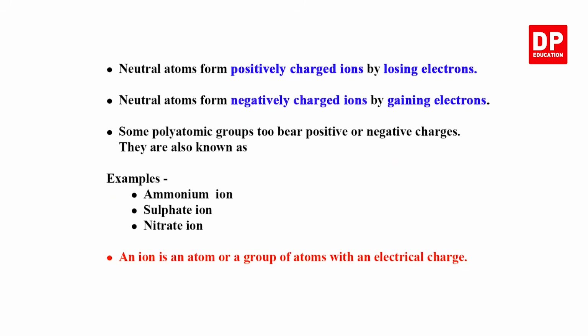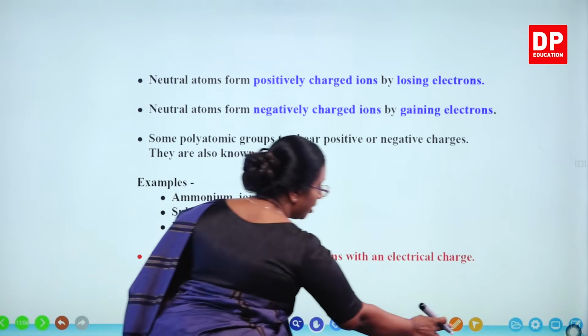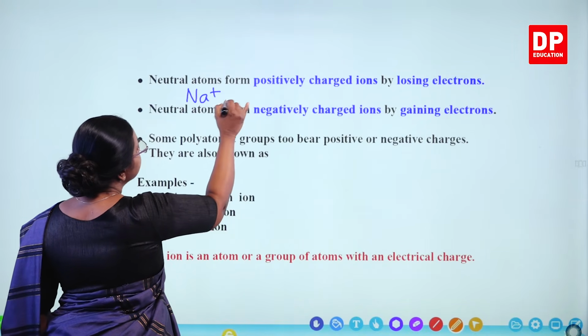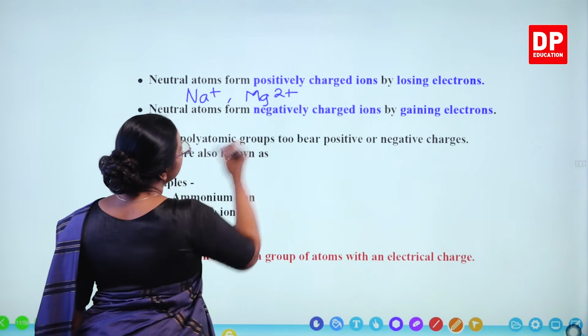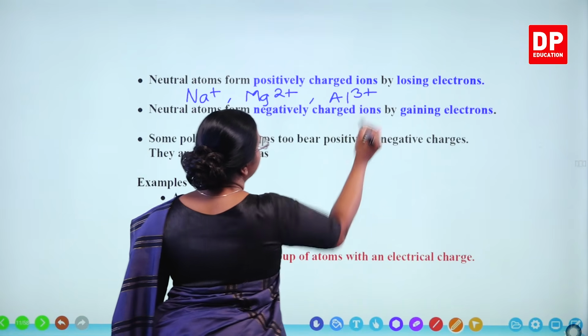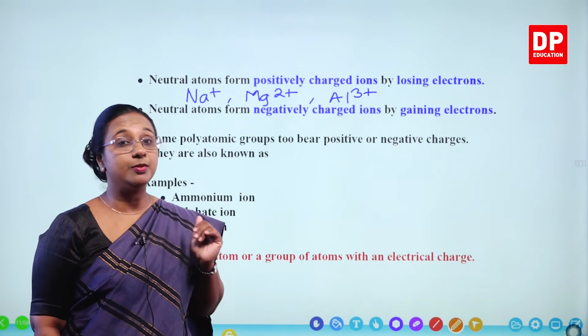Now neutral atoms form positively charged ions by losing electrons. So as examples, we have already seen one ion, that was sodium ion. The same way you can take magnesium, Mg2 plus ions, and even Al3 plus ions. You can see the number of charges varies with the valency.